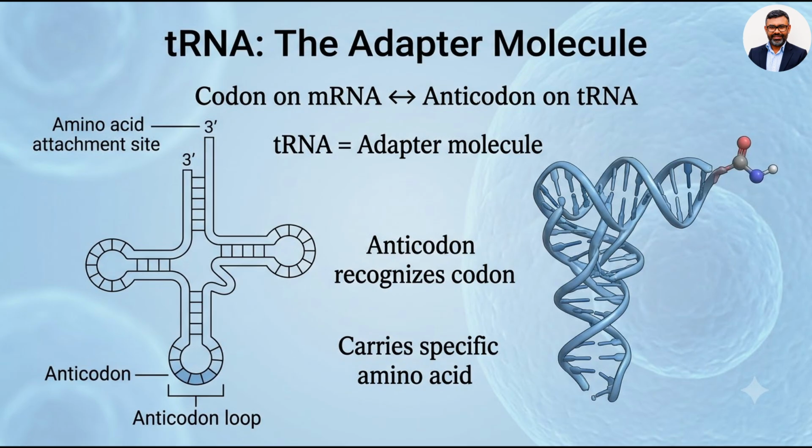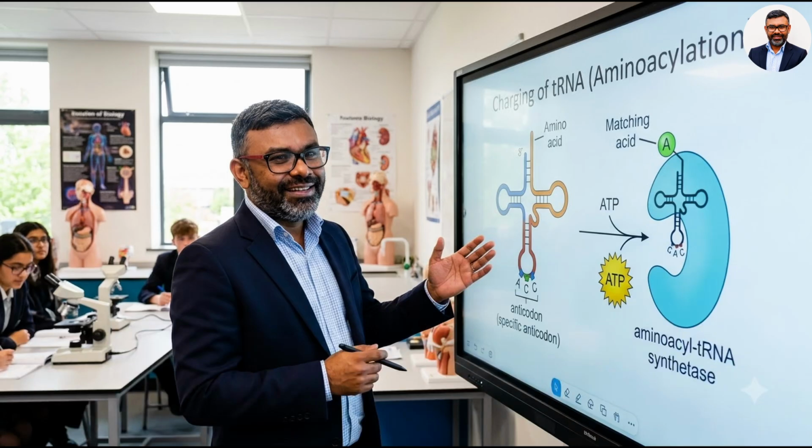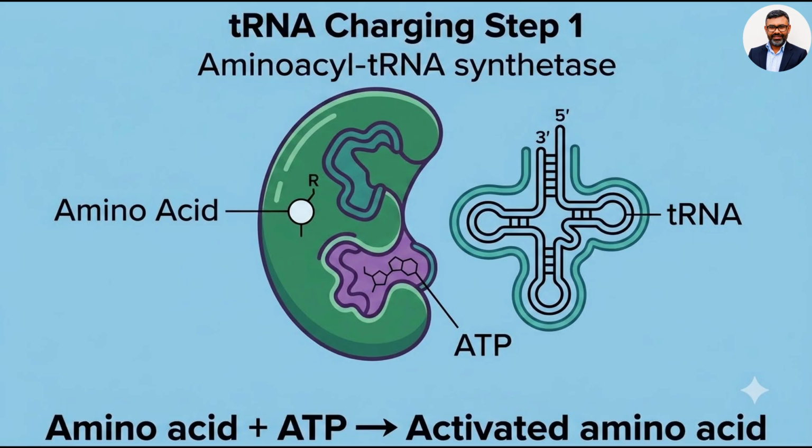Before a tRNA can perform this function, however, its correct amino acid must first be attached to it. This brings us to the first stage of the translation process, charging of tRNA. Before translation actually begins, the amino acids must be activated and attached to their corresponding tRNAs. This process is called charging of tRNA, or aminoacylation of tRNA. The enzyme responsible for this reaction is called aminoacyl-tRNA synthetase.